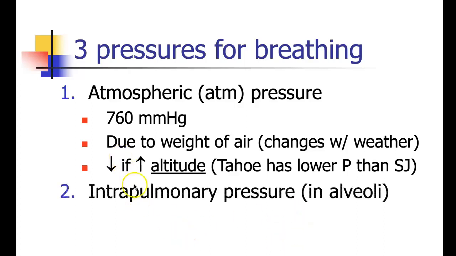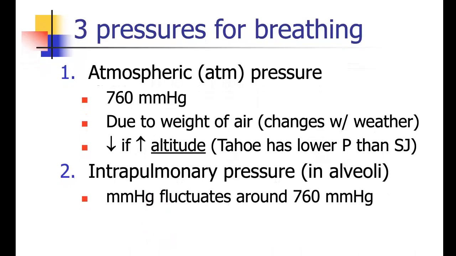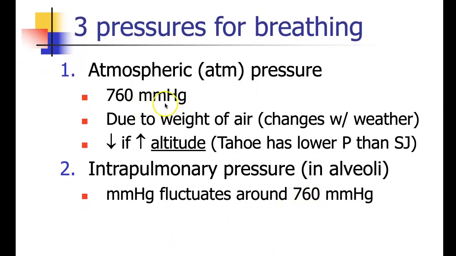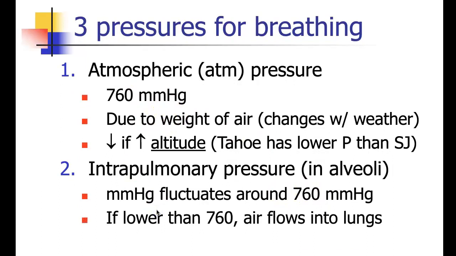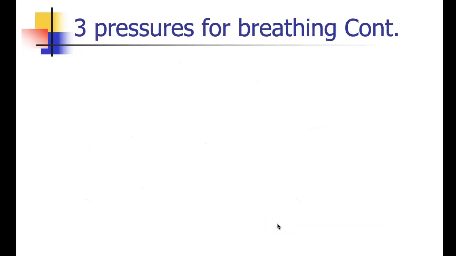The second one we have to consider is the intrapulmonary pressure found in the alveoli. And this is going to fluctuate, but it fluctuates around atmospheric pressure, so around 760. If it's lower than 760, air flows into the lungs. If it's higher than 760, air flows out of the lungs. And changing this is how we determine where air flows, into or out of the lungs.